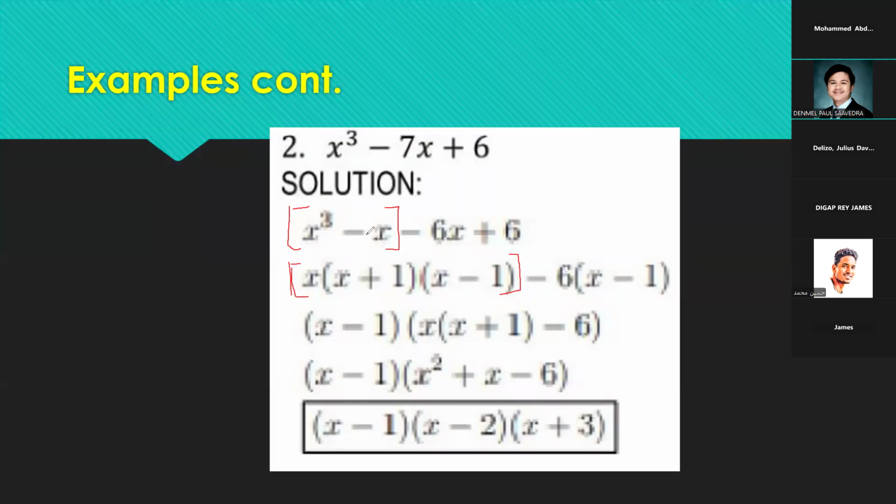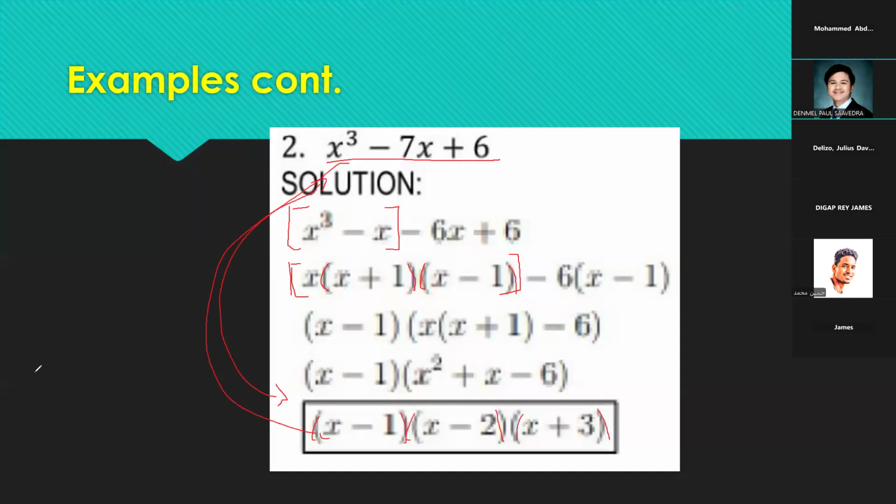Like the first one is negative x, the other one is negative 6x. So the point is to come up with as many terms or expressions, from nothing into three expressions. And when you multiply these three expressions to each other, you will go back to the original one.